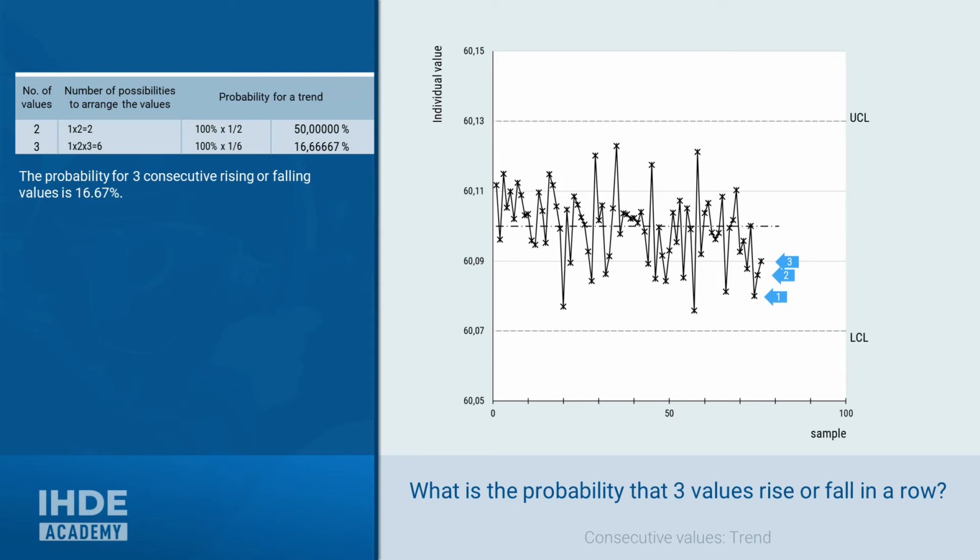The number of values is given in the first column. In our case, this is the number of measured values. The previously calculated possibilities of pattern progressions are in the second column. The probability of a trend calculated from this is in the third column, calculated quite simply by dividing 100% by the number of possible patterns. Next, we expand the table for more values.